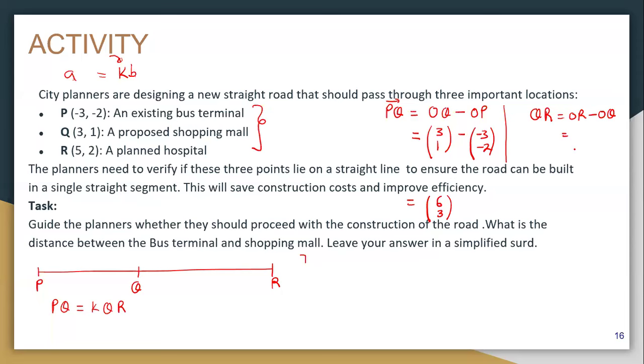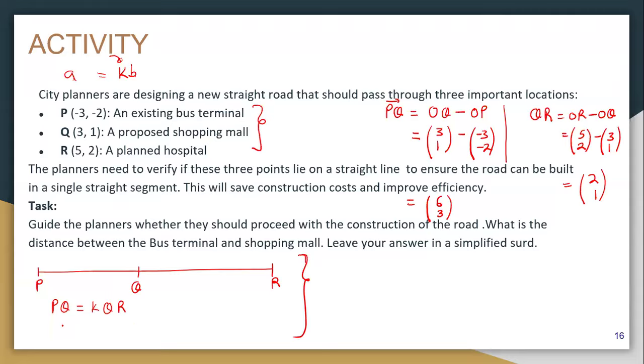What is R? R is (5, 2), minus OQ, which is (3, 1). So this gives us (2, 1). Members, do we have the same? In case you need some support, raise up your hand before we leave that part. Yes, those answers are correct. In case you have any question, kindly raise the hand and then we support you before we leave this point. Okay, I think everyone is okay.